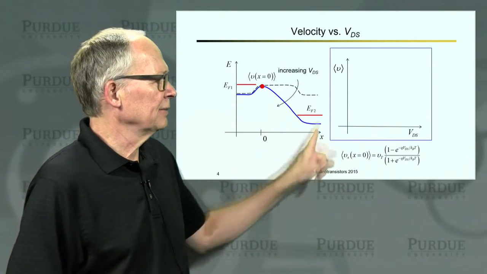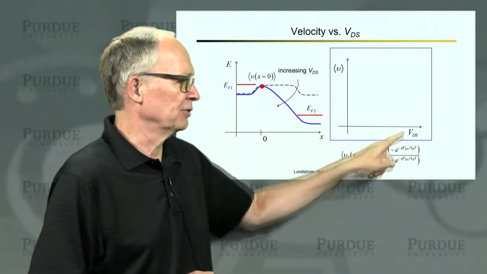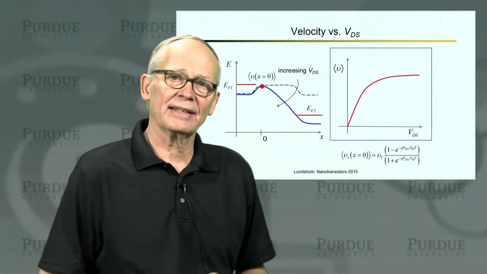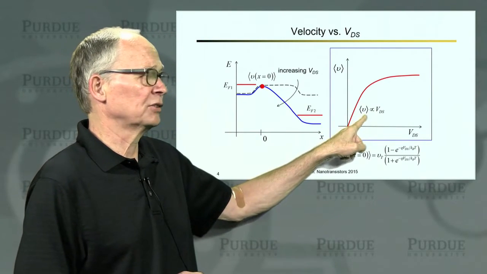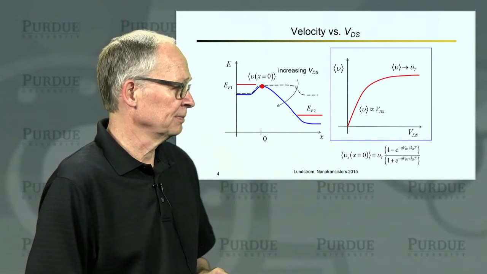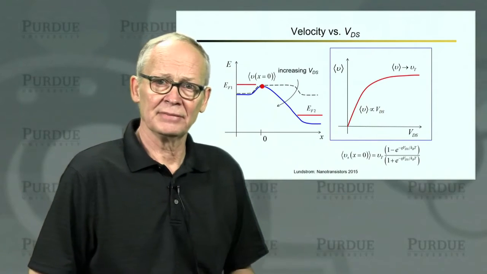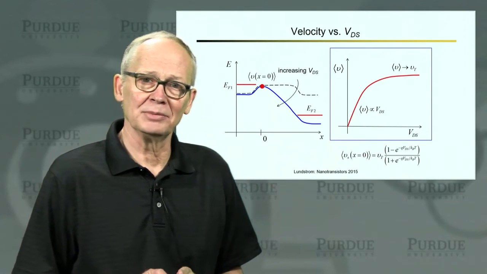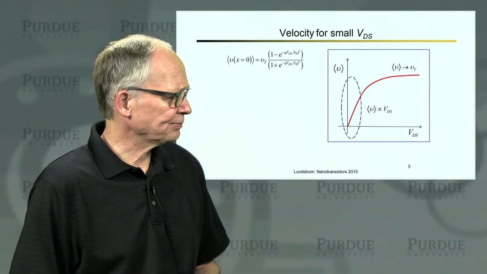So let's take a look. Let's plot this average velocity at the top of the barrier as a function of drain to source voltage. We'll get a characteristic that will look like this. For low drain to source voltages, the velocity is proportional to the voltage. For high drain to source voltage, the velocity saturates. So let's talk about both regimes, and let's begin with this linear regime.